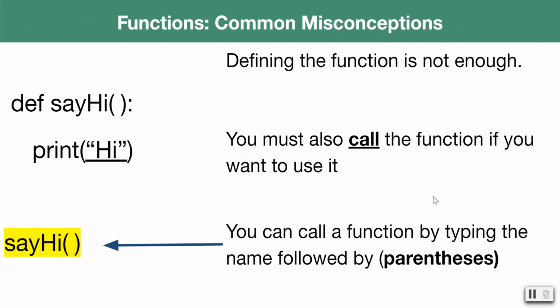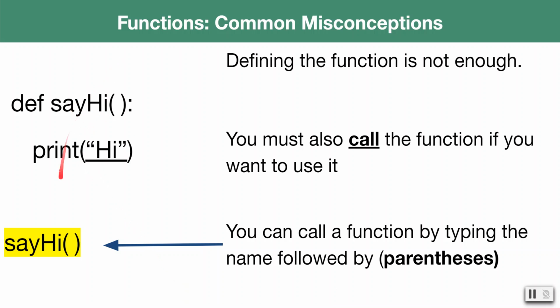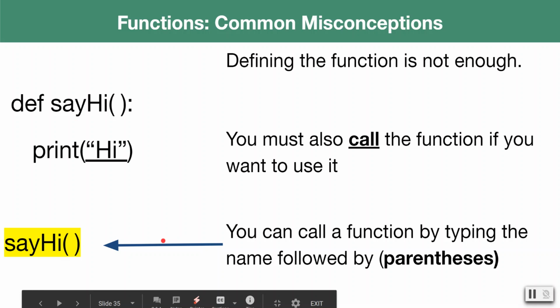I have to admit that was a bit of a trick question, because defining the function is not enough. You must also call the function if you want to use it. You can call the function by typing the name followed by parentheses. So for our say_hi function, if we want to actually use the function and get it to say hi, we have to call it by using these parentheses after the function name.